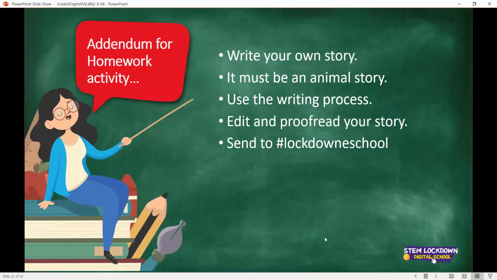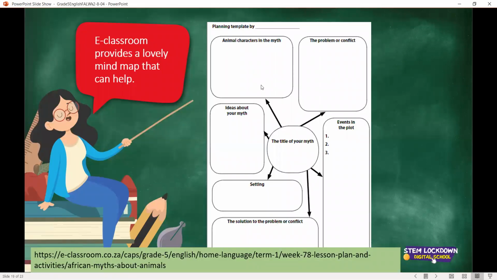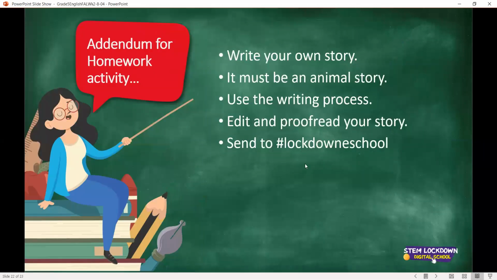But this is what I'd like you to do with the information I taught you today. I want you to write your own animal story, okay? It must be an animal story because remember, we're writing about myths. So in a myth, your characters are animals and it's not a true story, okay? So you're going to write an animal story for me. You use the writing process, which I'm actually going to go back to right now. In the beginning, we're going to use the writing process to write your story.